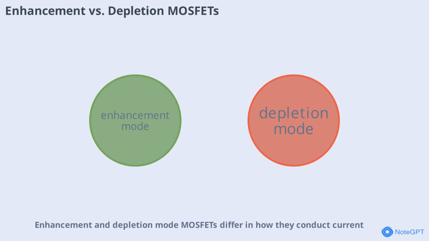Enhancement and depletion mode MOSFETs differ in how they conduct current. Enhancement mode devices require a positive gate voltage to form a channel, while depletion mode devices have a channel by default and can be controlled by both positive and negative gate voltages. This distinction affects how each type is used in circuits, with enhancement mode being more common in digital applications and depletion mode in analog circuits.